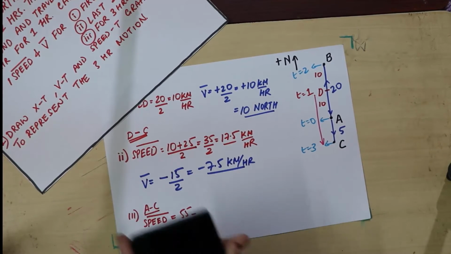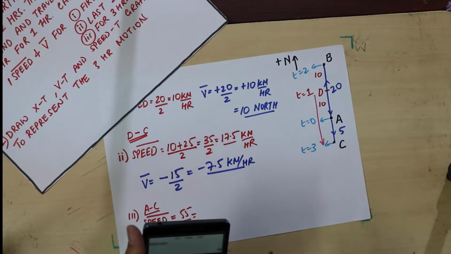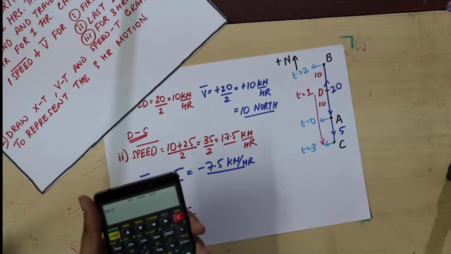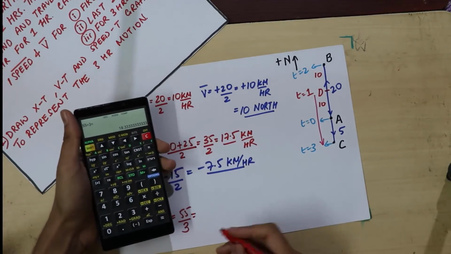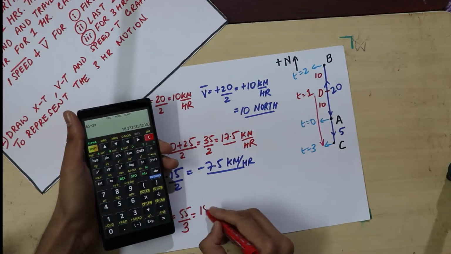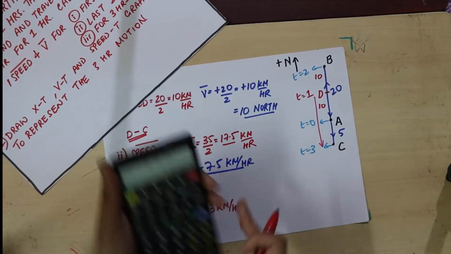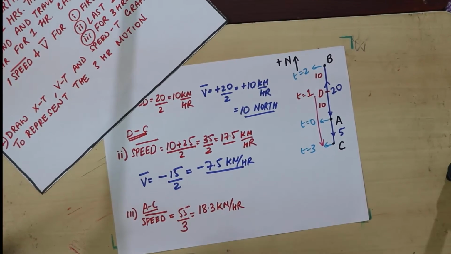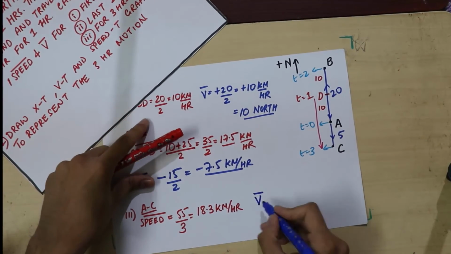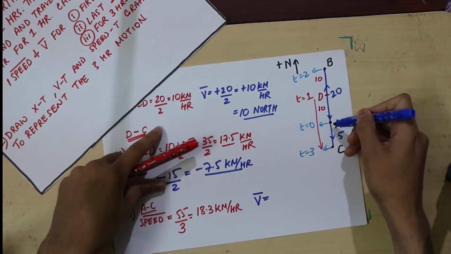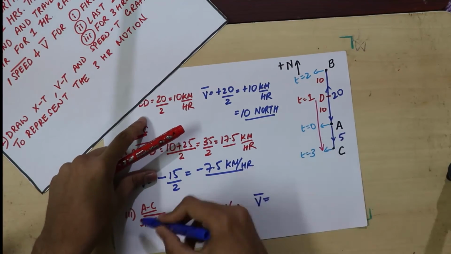Time to use my calculator for this. You guys should do it mentally or without a calculator, but I will just do 55 divided by 3. That's 18.33. 18.3 kilometers per hour. That's the average speed. Okay, one last thing. What is the average velocity? What's the displacement from 0 to 3? That's what I want, right? 0 to 3, A to C, yeah.